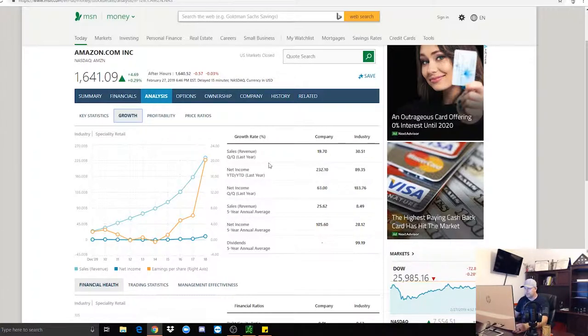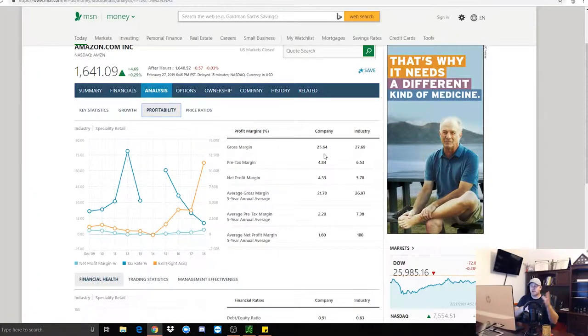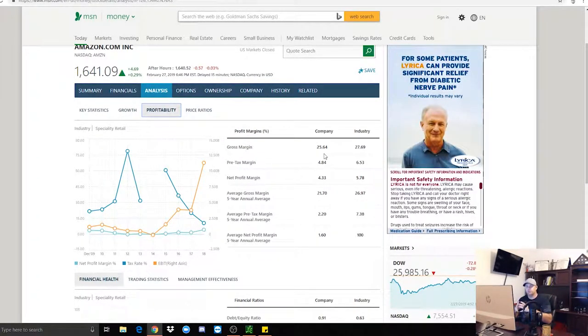Net income right here, net income quarter to quarter, sales in a 5-year term, and so on and so on. The profitability is also where this gives you the percentage of its profitability. If the gross margin is in line with its industry and whether or not it's closely related, you can understand whether or not Amazon is actually doing a decent job at its gross margins.